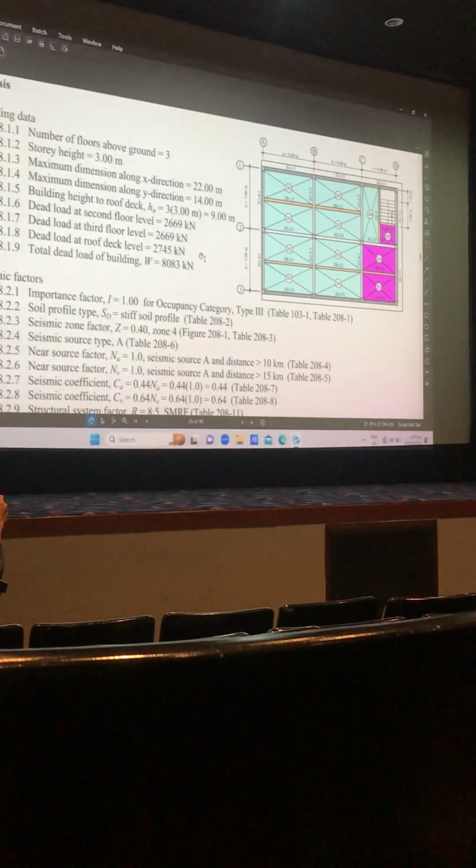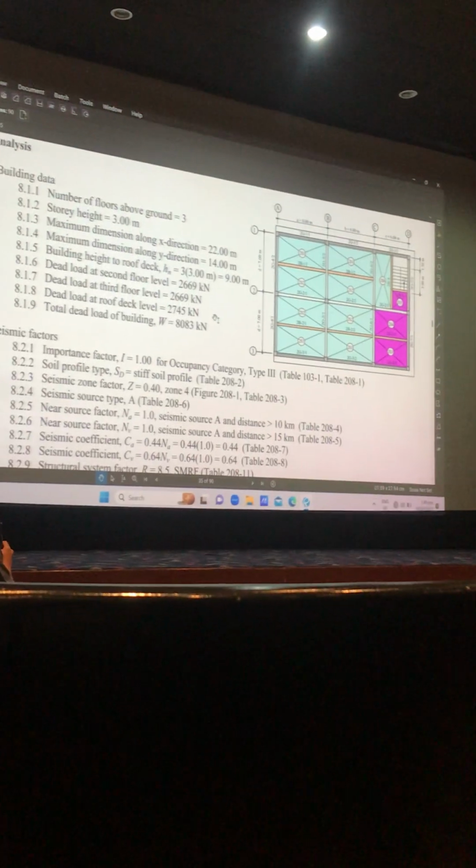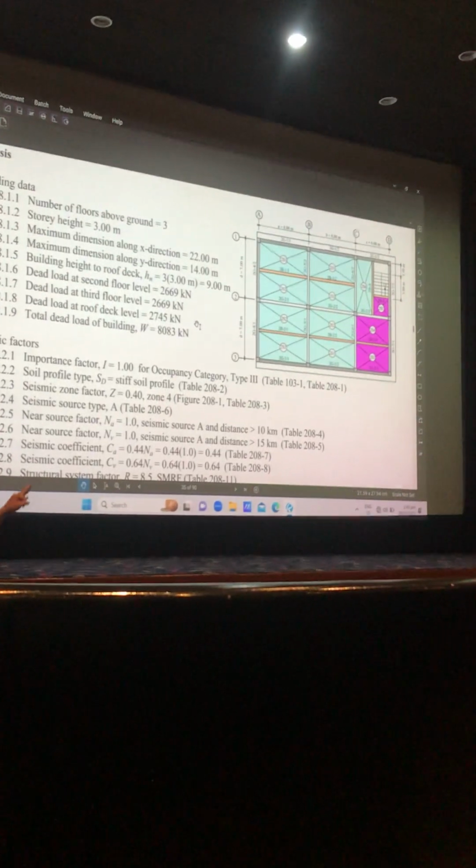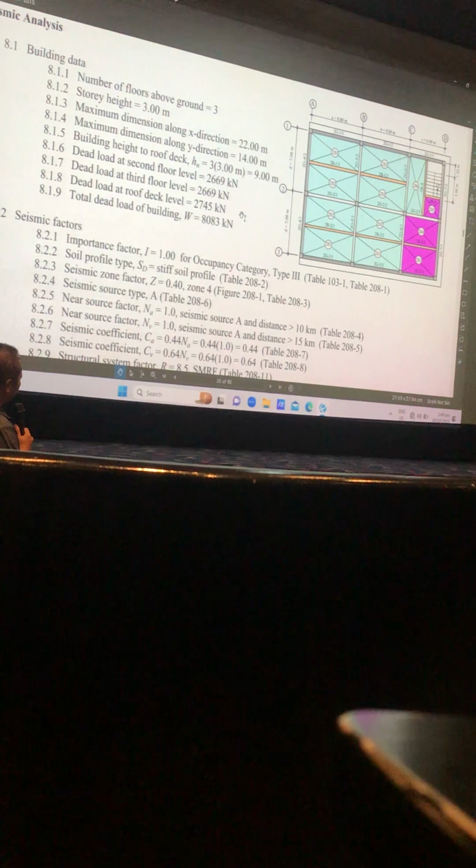Then story height of the building, so that is a typical story height of 3 meters. Then you have a maximum dimension along X direction, as you can see on the framing plan. So in the X direction you have 8 plus 8 plus 6. That makes 22 meters, and in the Y direction you have 7 plus 7, so that adds up to 14.